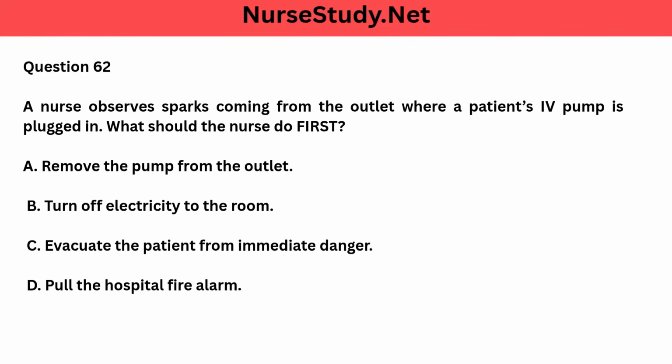Question 62. A nurse observes sparks coming from the outlet where a patient's IV pump is plugged in. What should the nurse do first? A. Remove the pump from the outlet. B. Turn off electricity to the room. C. Evacuate the patient from immediate danger. D. Pull the hospital fire alarm.